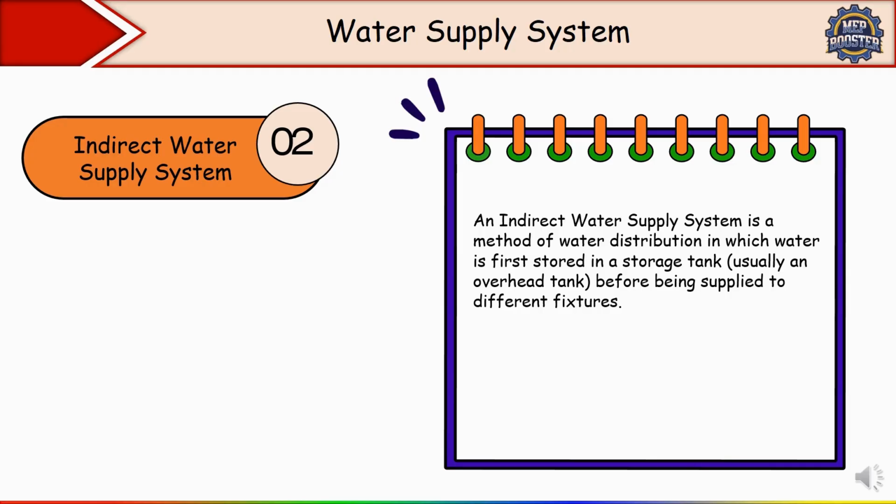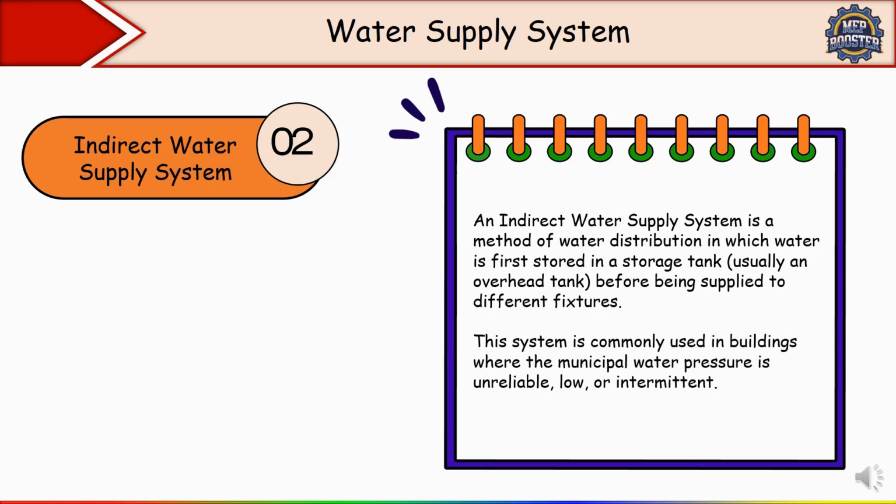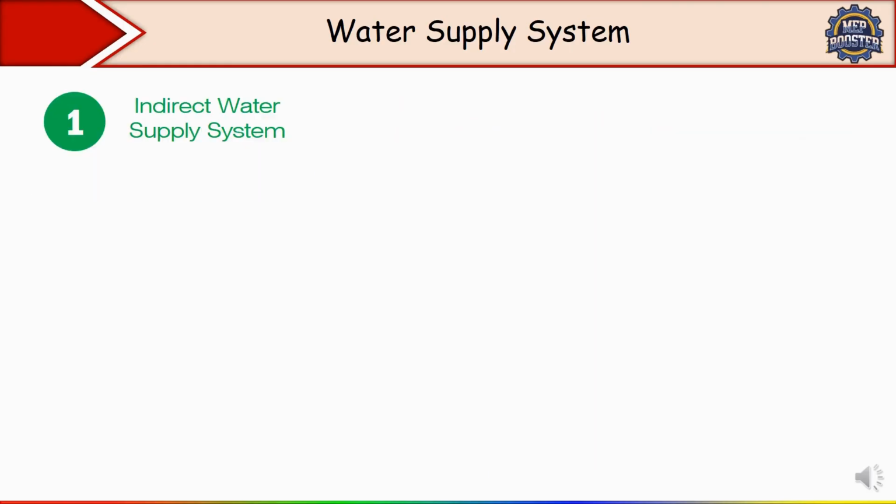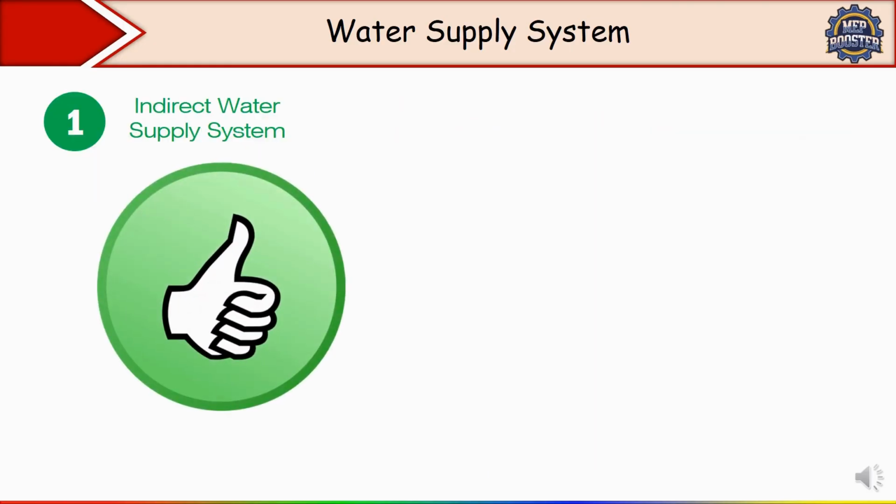Some fixtures like kitchen taps or drinking water outlets may still be supplied directly from the mains for fresh drinking water. Okay. And this system is commonly used in buildings where the municipal water pressure is unreliable, low or intermittent. Correct? Now here we'll see the advantages of the indirect water supply system.